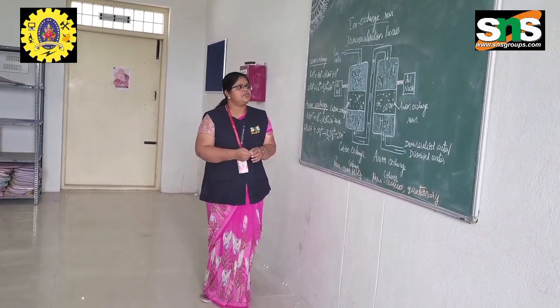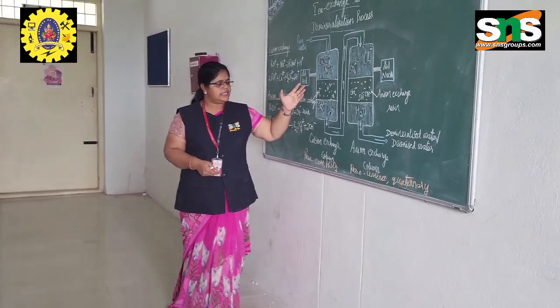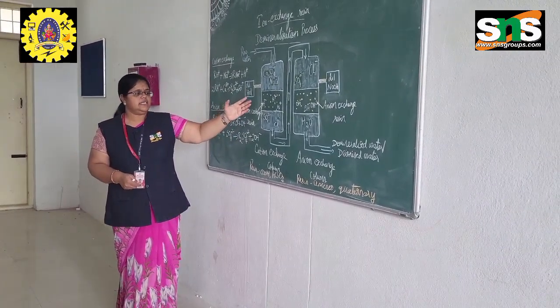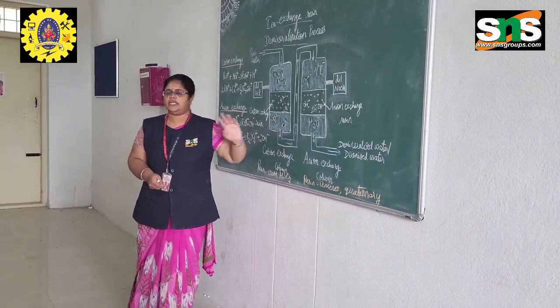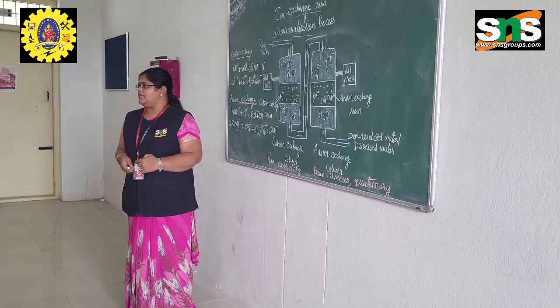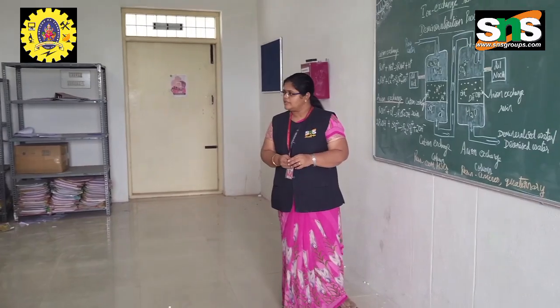So here we have this ion exchange process. Here it is a cation exchange column and an anion exchange column, where all the minerals are exchanged and you get the deionized water. Can you just give an overview of the full process? First, the raw water is passed to the cation exchange column. Then the cations are removed here. Then it is passed to the anion exchange column. Here anions are removed. Both cations and anions are removed, so the water is known as deionized.